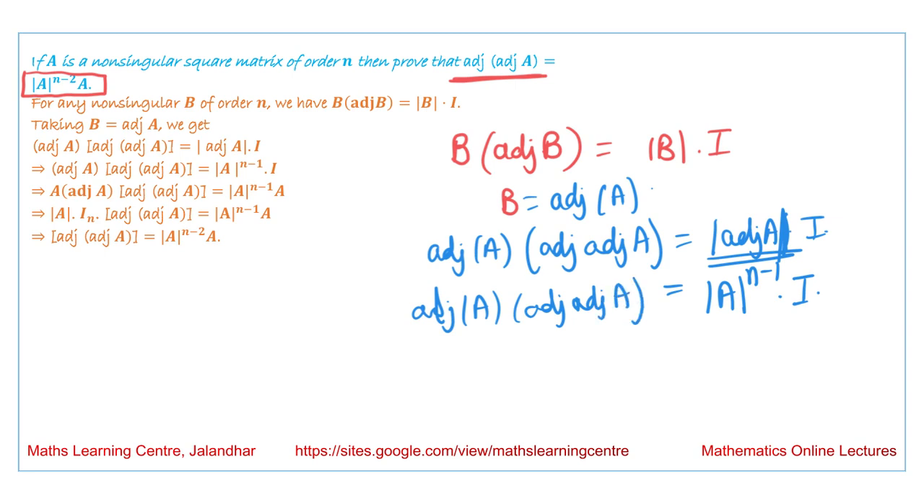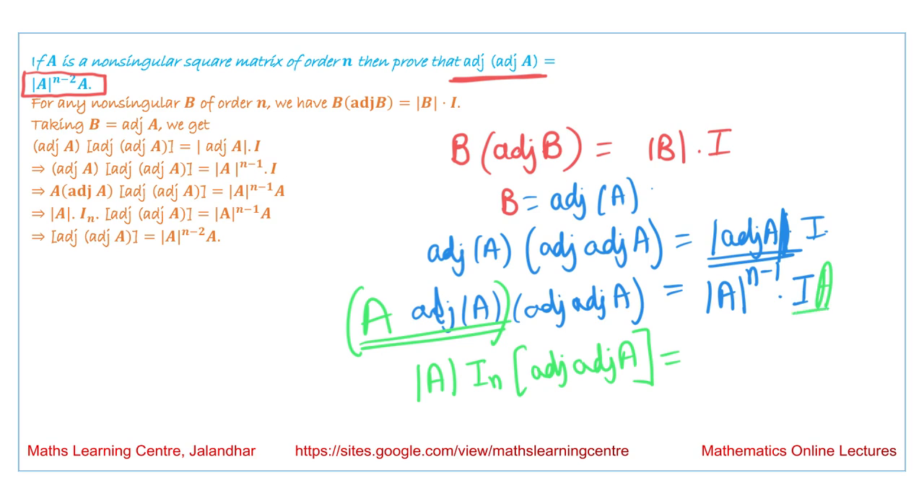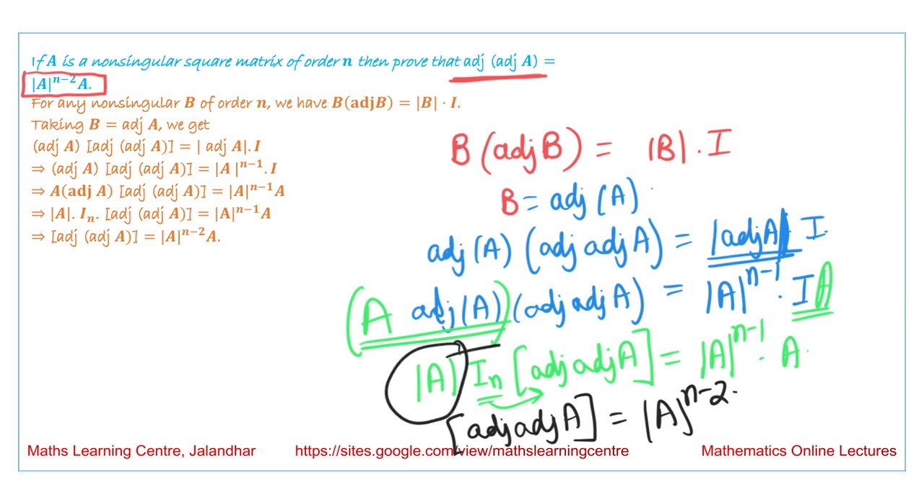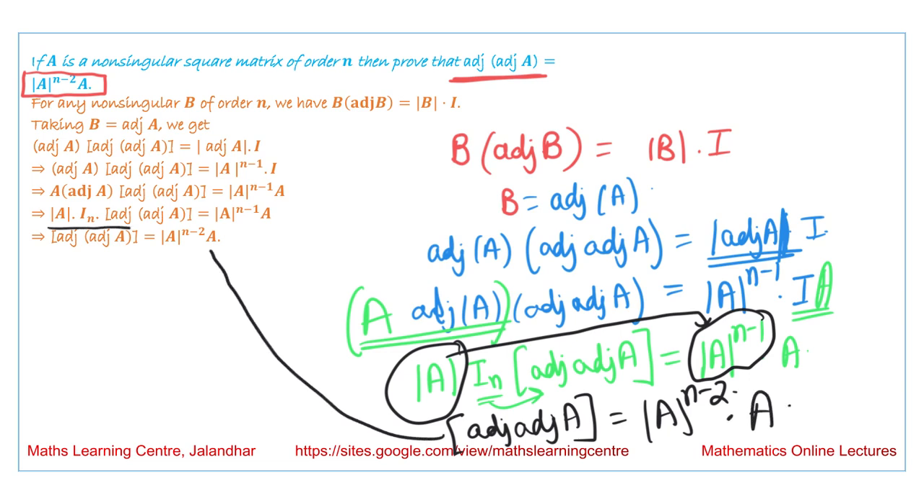Now we multiply both sides of this equation with A. We have the term A into adjoint A, which we know is determinant of A into In, times adjoint of adjoint A, and that is equal to determinant of A raised to the power n minus 1 into A. When In is multiplied, it remains as it is, and adjoint of adjoint A is equal to determinant of A raised to the power n minus 2 into A, after we shift determinant of A to the other side. This is what we had to prove: adjoint of adjoint A is equal to determinant of A raised to the power n minus 2 into A.